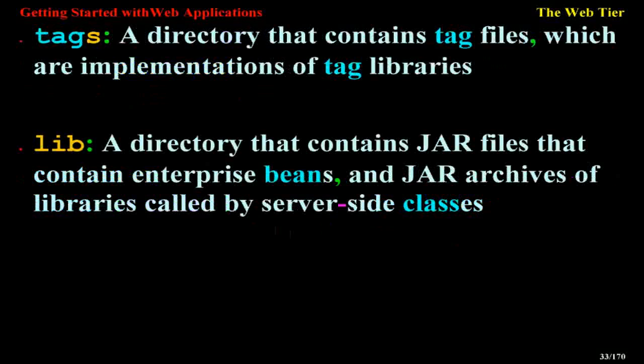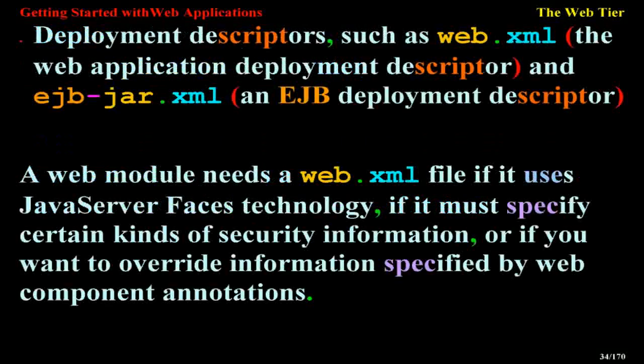Tags, a directory that contains tag files, which are implementations of tag libraries. Lib, a directory that contains JAR files that contain enterprise beans, and JAR archives of libraries called by server-side classes. Deployment descriptors, such as web.xml, the web application deployment descriptor, and ejb-jar.xml, the EJB deployment descriptor.